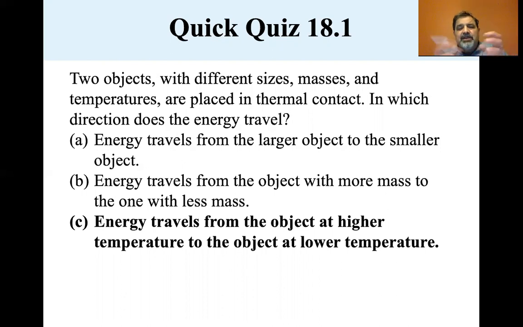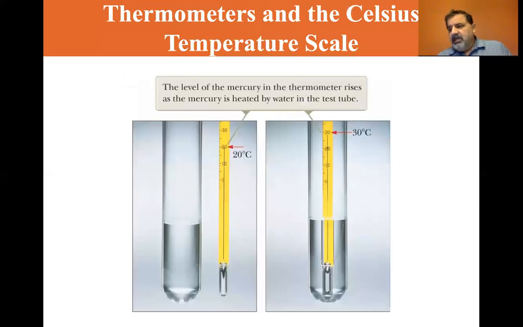A higher temperature means that the molecules have more kinetic energy. They're moving more. You put it to something that's colder. That kinetic energy transfers to the colder atoms that don't have as much kinetic energy. So it's a transfer of kinetic energy to the colder material. Okay, and that's an introduction. Next, we'll talk about thermometers and the Celsius temperature scale.